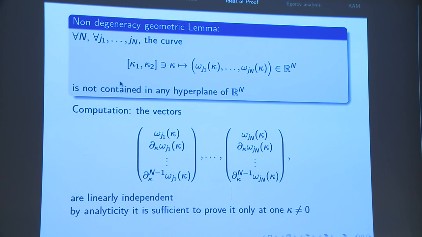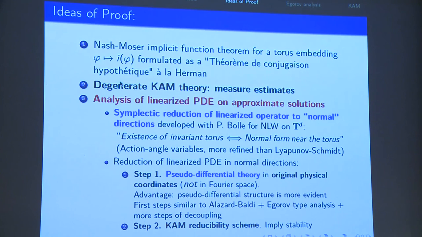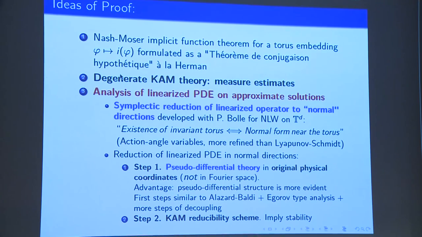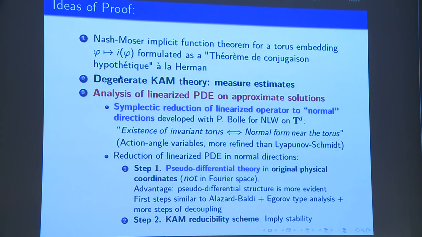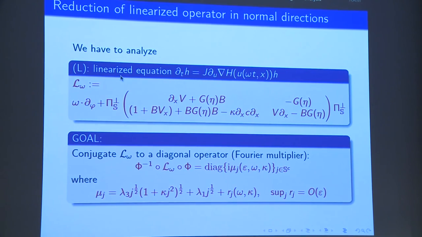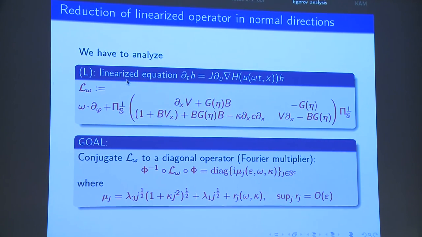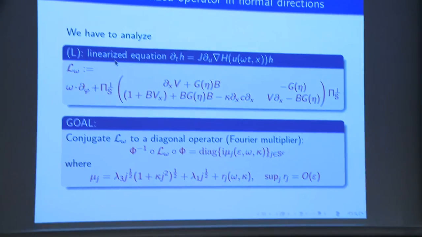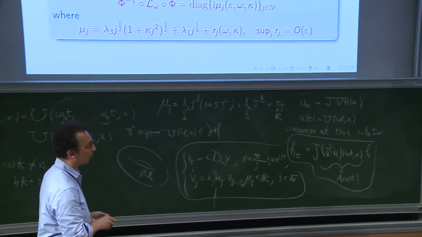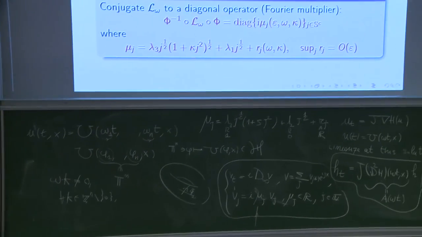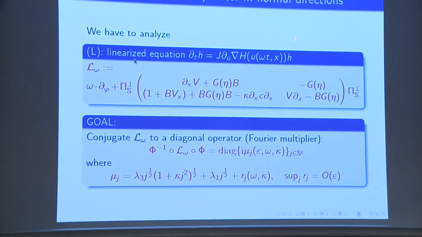From here comes out a Vandermonde determinant, and then one checks that this non-degeneracy condition is fulfilled. Then, okay, this is what I say about parameters. And then I start to make a bit of the PDE part. The PDE part, as I said, concerns the spectral analysis of this linear time and space dependent operator, which is obtained in this way.